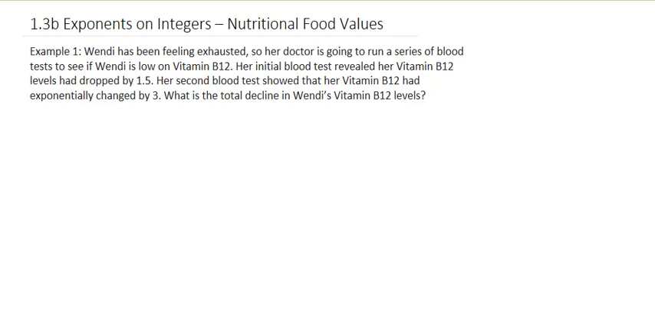So, to solve this problem, we need to establish the numbers that we'll be using. Her vitamin B12 had dropped by 1.5, so this is the same as negative 1.5. Then it changed exponentially by 3. So our starting number is 1.5, but it's negative, and this is our base. And then we have a 3 as our exponent.